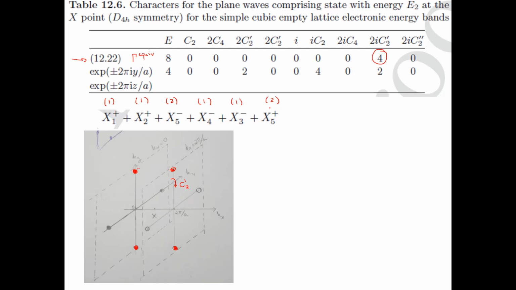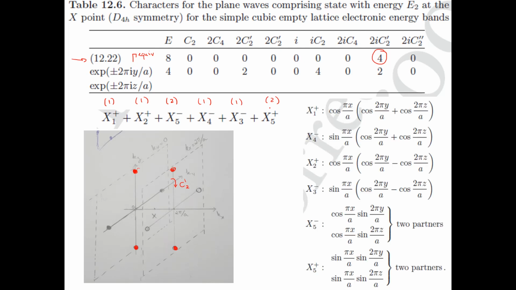Okay, and again one can do the same exercise we did last time, but slightly more complicated, to find the properly symmetrized combinations of plane waves that transform according to all these different representations of the group of the wave vector at the X point. I'm not going to do that, but this is the result that one would get. These are for the 1D representations, and these are the two partners for each of the 2D representations. Okay?